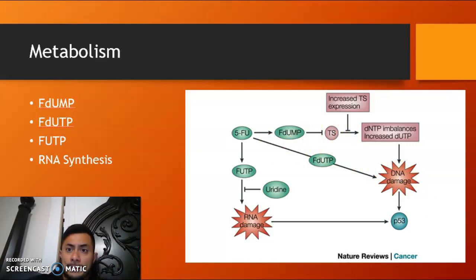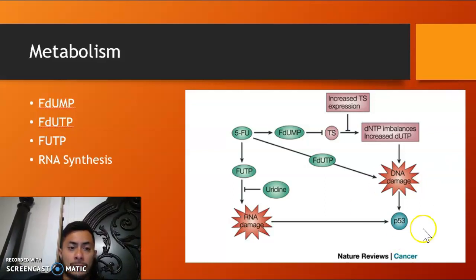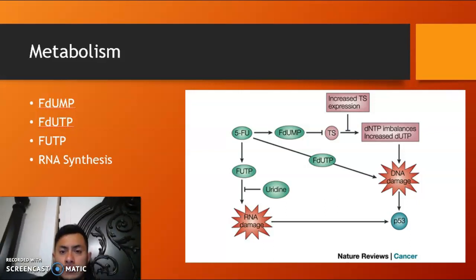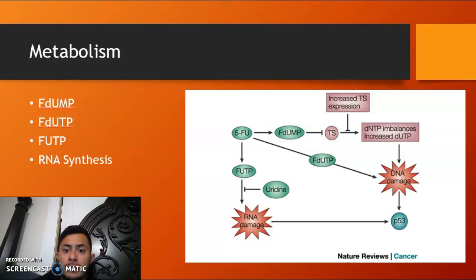And then lastly, we have fluorouracil, which is our last analog. It goes into FUTP. So lastly we have the FUTP, which eventually leads to RNA damage. FUTP is fluorouridine triphosphate.